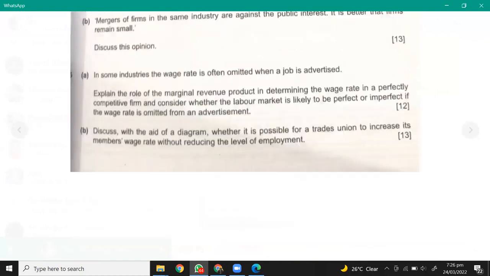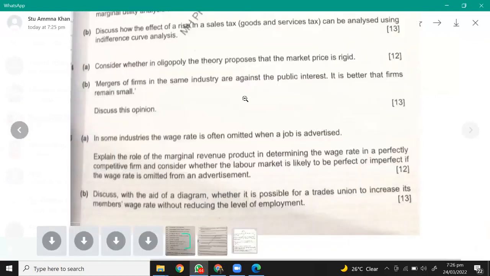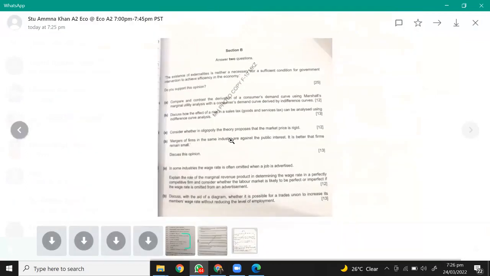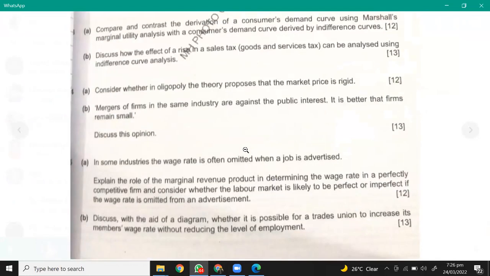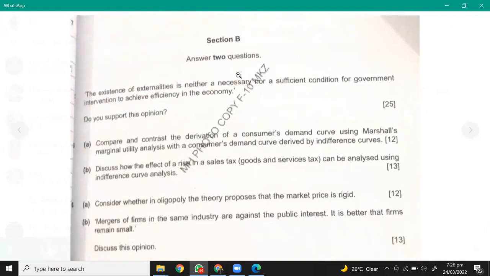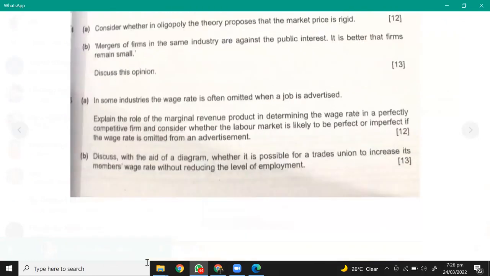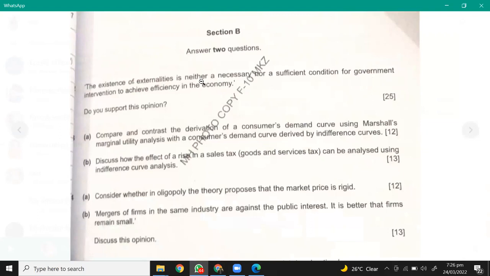Which question exactly you want us to do, Amna? Right. Amna, which question you want us to do? Can you hear me, Amna? Yes, sir. I can. Which question you want us to do? Can we look at this entire paper?